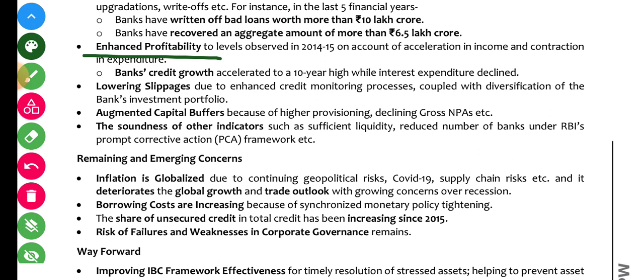Next is the enhanced profitability. Banks' credit growth accelerated to a 10-year high while interest expenditure declined, lowering slippage due to enhanced credit monitoring processes coupled with diversification of banks' investment portfolio, augmented capital buffers because of higher provisioning, declining gross NPAs, etc. The soundness of other indicators such as sufficient liquidity, reduced number of banks under RBI's Prompt Corrective Action framework, etc.